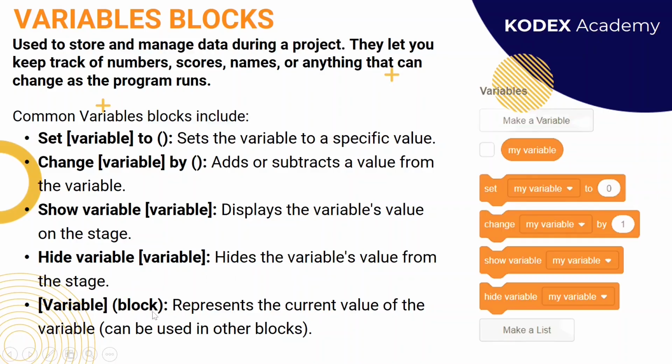This one I have already told you, the variable block which represents the current value. Whatever the current value you are using in your variable, it will be represented on your screen. Now the last one is Make a List.